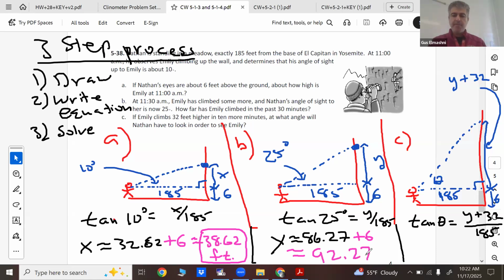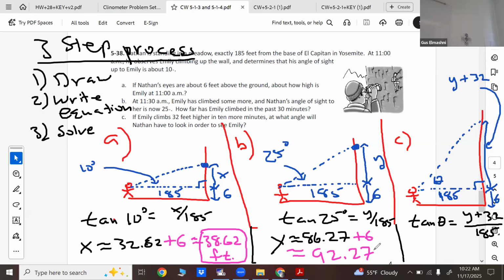However, let's stop and pause a little bit here. This is why people don't like word problems. They lose points because we don't read. Yes, you set up a beautiful diagram, you got y, and of course we could add 6 for the height. But what is the question really asking? It's not asking how high she's off the ground. Of course we know she's 92.27 feet off the ground, because that's what we solved for, and you add 6 feet for the guy. Great, whatever. But what's it truly asking?